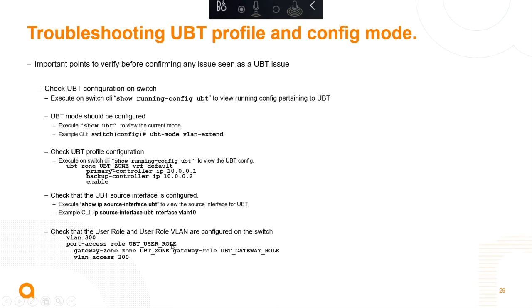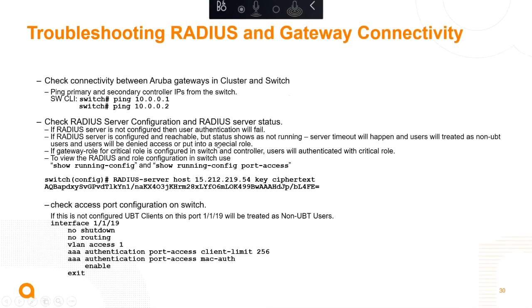On the switch, we can check whether the user role is configured. Here, for example, it is 300. We need to see whether we have configured VLAN 300 on the switch, which is part of the user role. We can also check in the user role whether the zone is mentioned correctly. Here, the zone name is the UBT zone. And we also need to see whether the gateway role mentioned for the user is correct, like UBT gateway role.